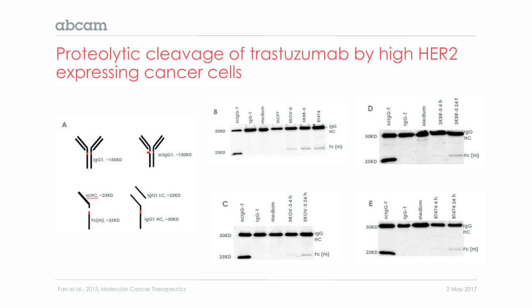In this experiment, we know that high HER2-expressing cancer cell lines, such as SKOV3, SKBR3, and BT474, can cleave the antibody at the hinge region. But the low HER2-expressing cancer cell line, MCF7, for example, cannot. So this suggests that the cleavage of the antibody needs the antibody to engage, at least in proximity, the cancer cell surface. Even though proteases like MMP7 and MMP9 are secreted proteases, they stay in the cell matrix. That's why they call them matrix proteases.